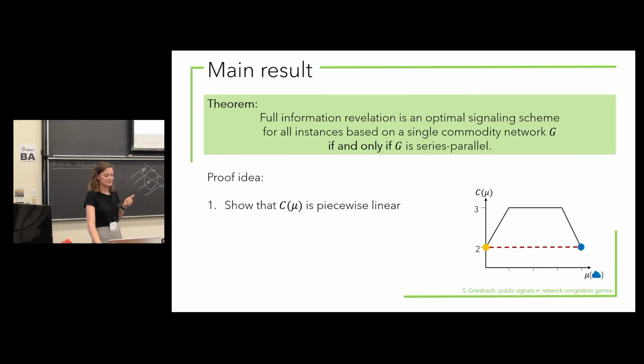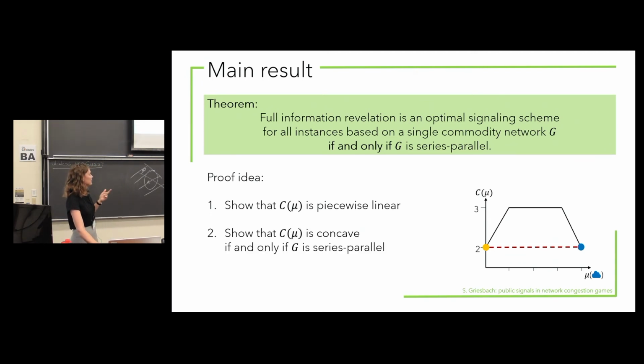So the first thing we show is that the cost function is piecewise linear, and the second thing we need to show is that it's also concave if and only if G is series parallel. Okay, so now we know whenever we have a series parallel graph, we just do full information revelation, and that's perfect. So what do we do if the graph is not series parallel, or maybe we have multiple commodities?